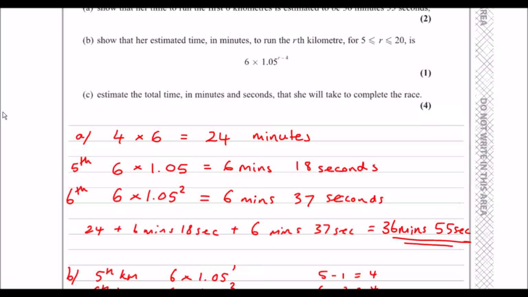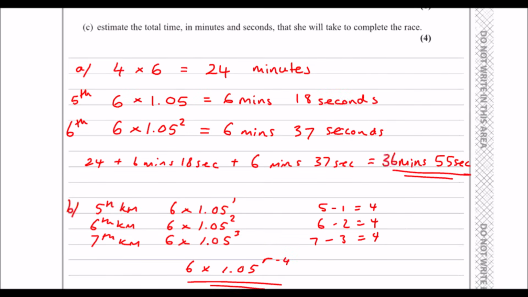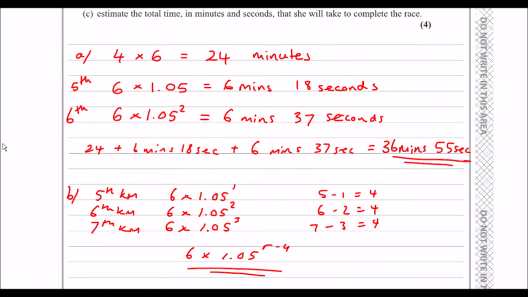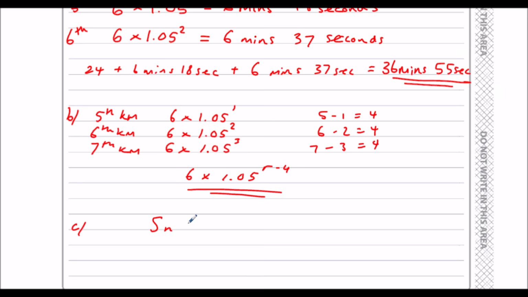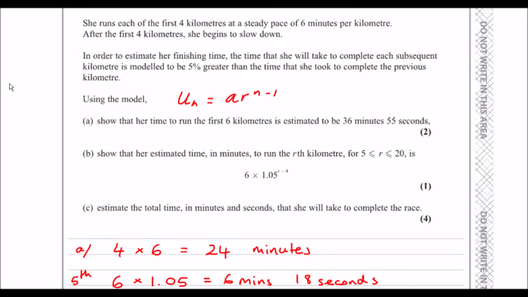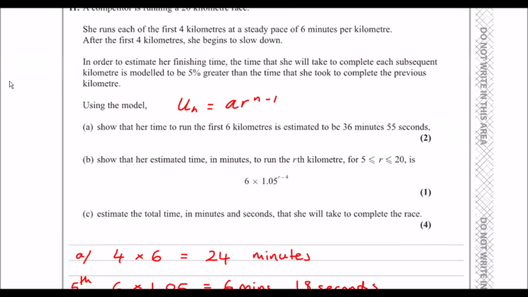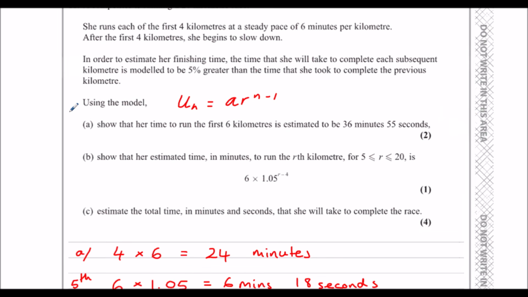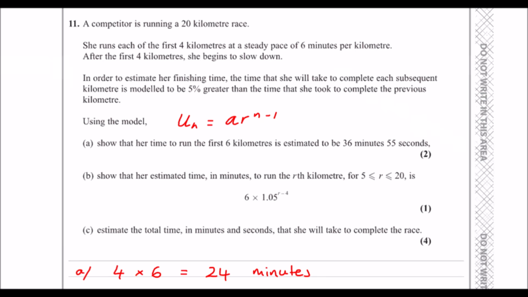Estimate the total time that it takes to complete the race. So there are 20 kilometers, so we need to do a sum. The sum of a geometric sequence is a times 1 minus r to the power of n over 1 minus r. This is made slightly more complicated because the first 4 kilometers all had the same speed, so they weren't part of a geometric sequence. We can either start with the 5th one or start with the 4th one. So let's say the 4th one is the first one in our sum.